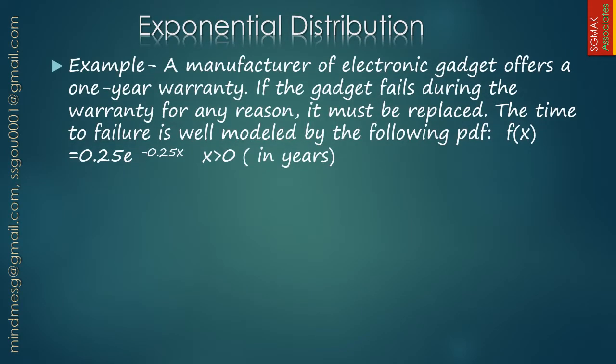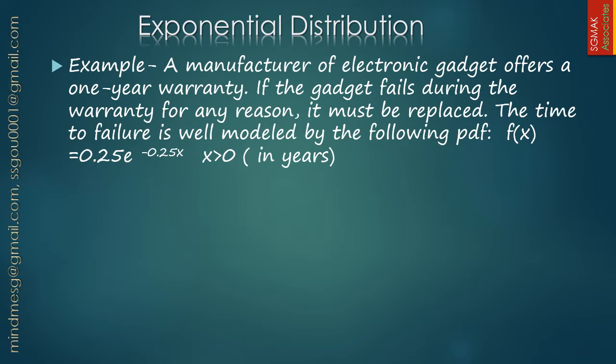Now let's look at another example. The problem says a manufacturer of electronic gadgets offers a 1-year warranty. If the gadget fails during the warranty for any reason, it has to be replaced. The time to failure is well modeled by the exponential distribution with parameter lambda equal to 0.25.